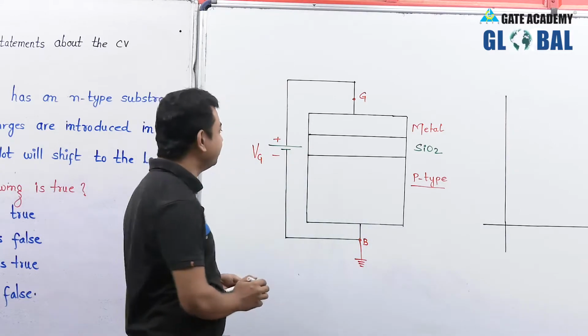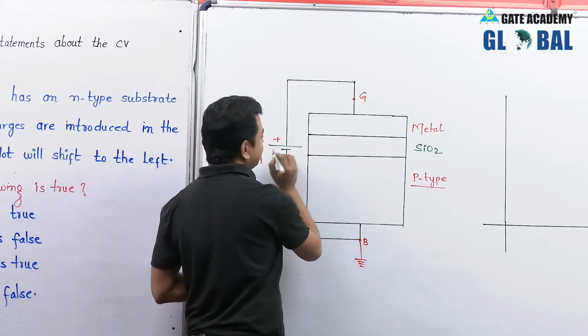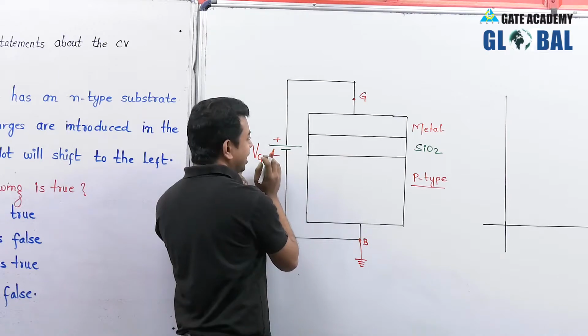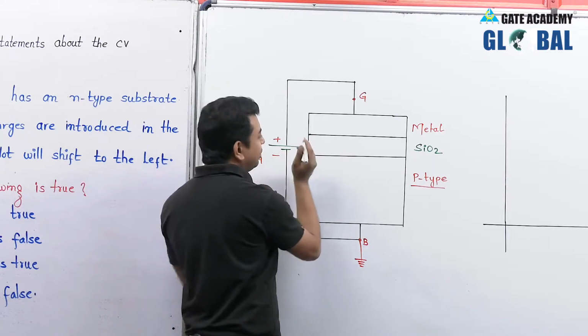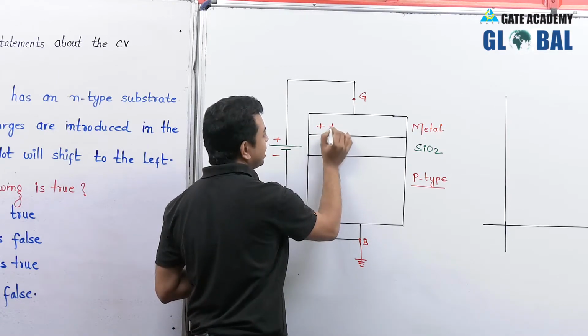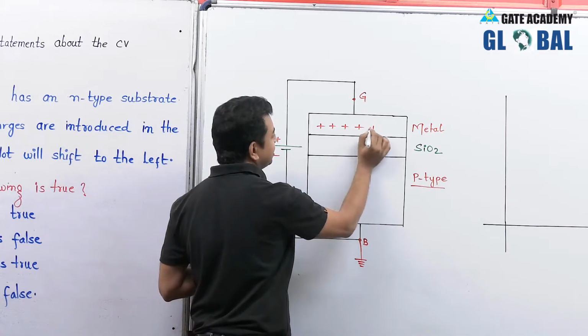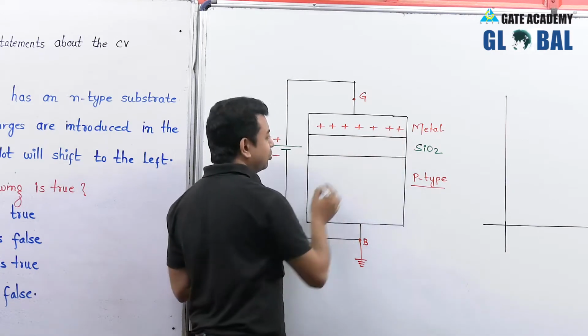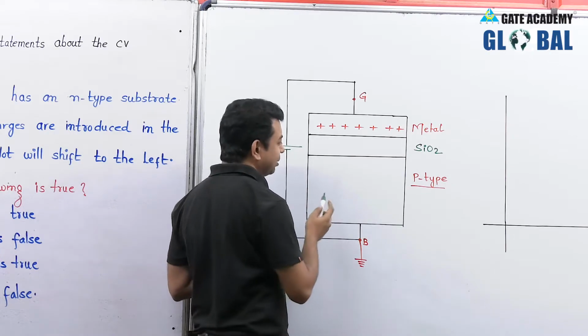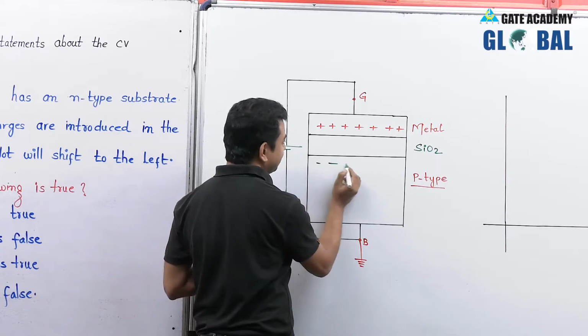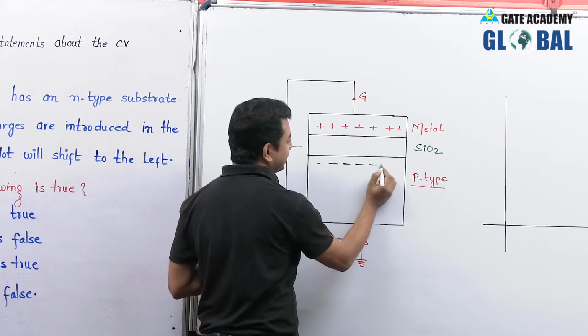So after applying this positive voltage, whatever potential has been applied here, an equivalent number of positive charges is created on the metal surface, and this positive voltage will give an equal number of electrons, that is the negative charges, on the semiconductor side.